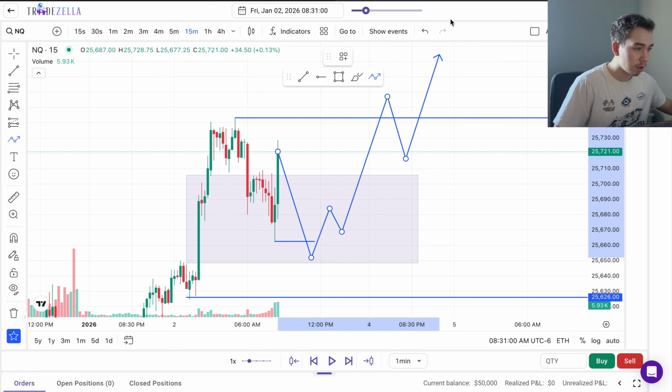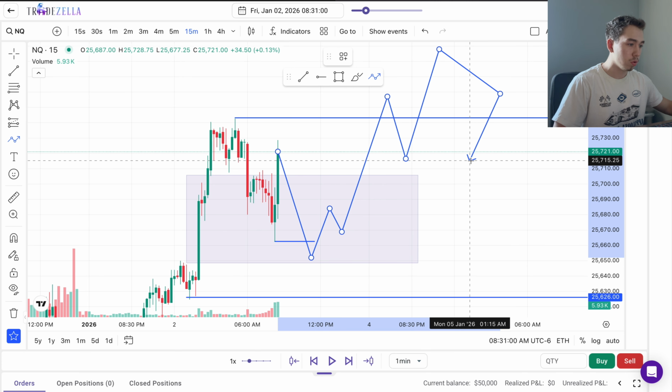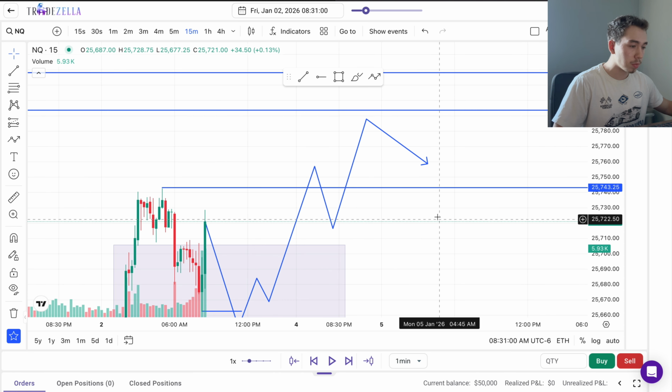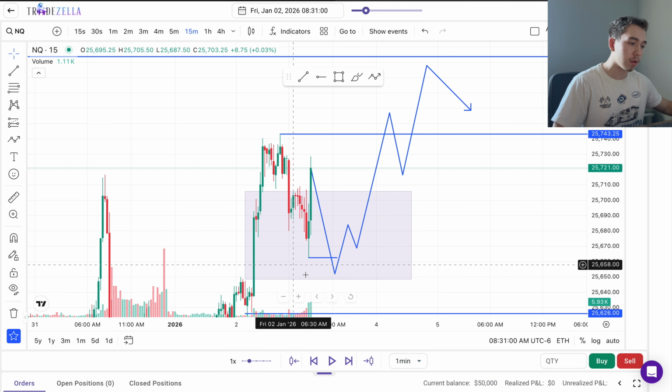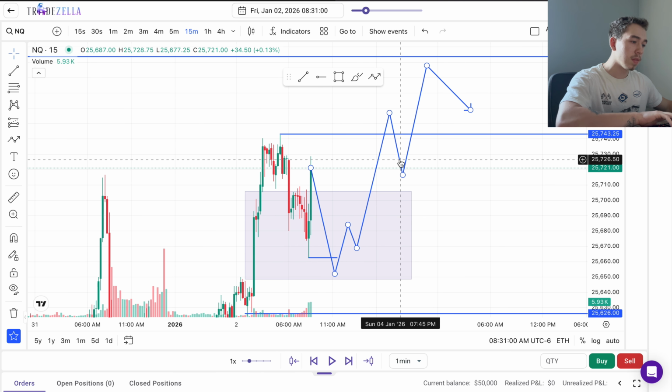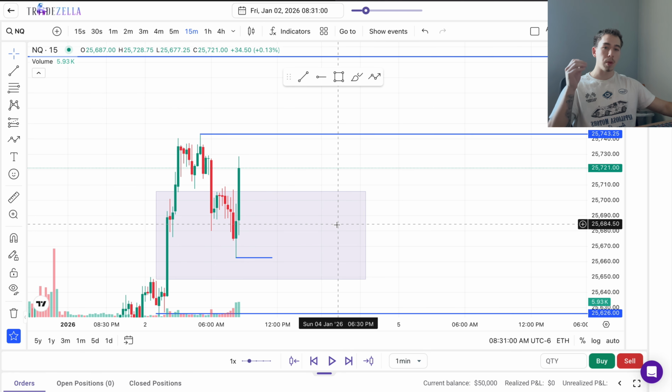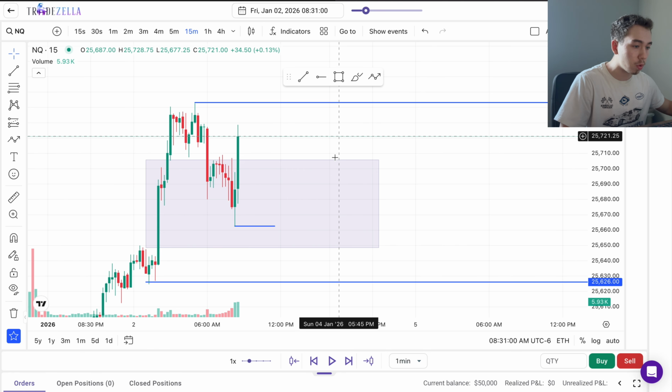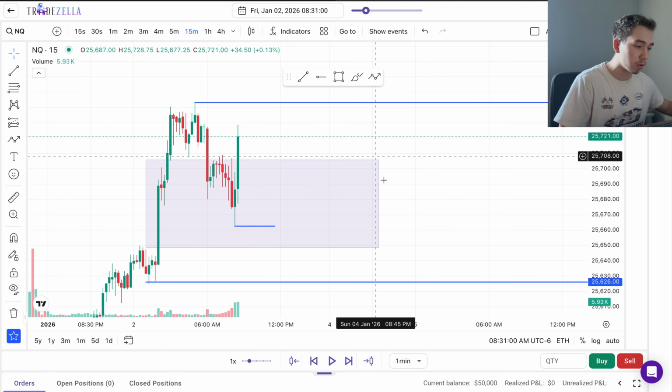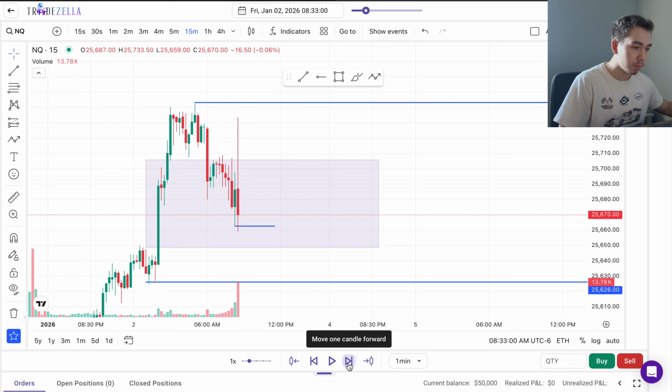Something like this, right? Where we come down, sweep below, continue up. And that's only due to the fact that we want to take orders out, sell orders, before we can continue upward.